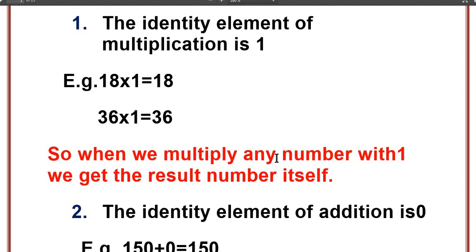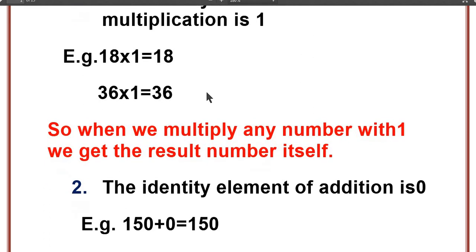It means when you multiply any number with 1, you get the answer number itself. 18 multiplied by 1, you get 18. 36 multiplied by 1, you get 36. It means the number itself, so it is called the identity element. And here multiplication is there, so it is called the identity element of multiplication.